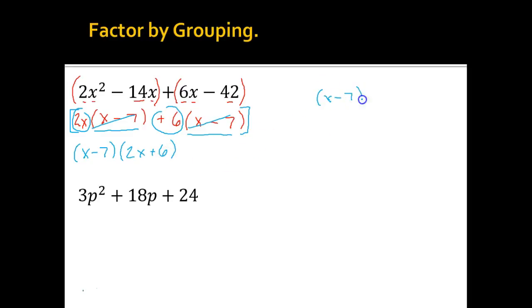x minus 7 times 2x plus 6. We'll FOIL. x times 2x is 2x squared. x times 6 is positive 6x. Negative 7 times 2x is negative 14x. And negative 7 times 6 is negative 42. And there you can see we have all 4 terms, not necessarily in the same order: 2x squared, negative 14x, 6x, and negative 42.